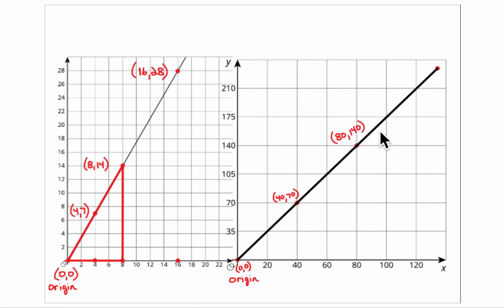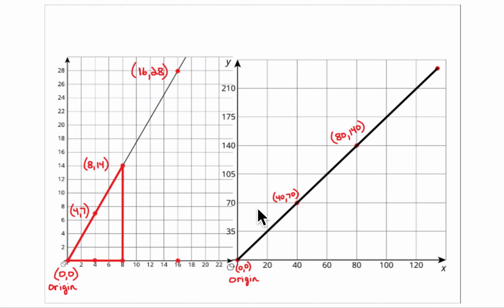So these are the same graphs. This graph is the same as this graph. If you kept going out, eventually you would get to 40, 70. And eventually you get to 80, 140. If you went this way, on this graph, you could find 4, 7, it'd be way down here, and you could find 8, 14. It'd be around here somewhere.